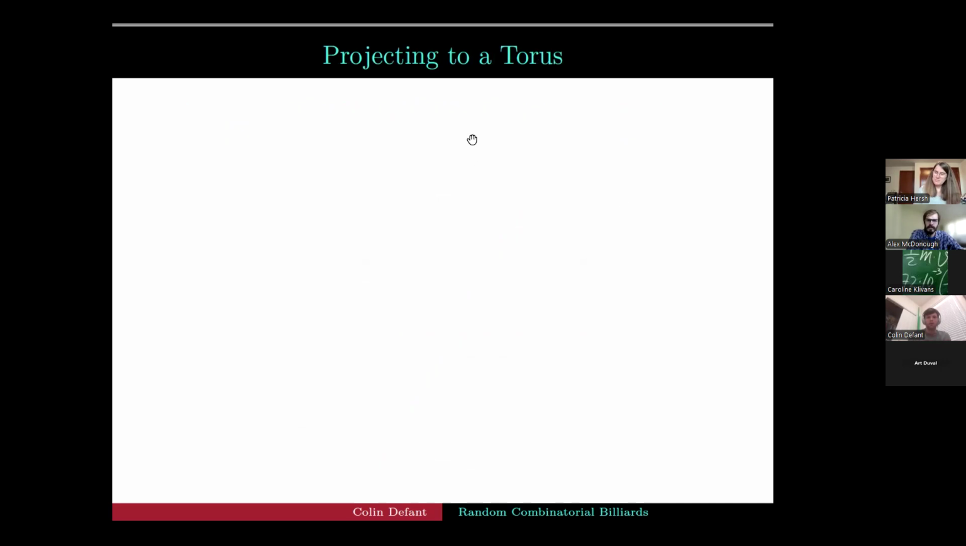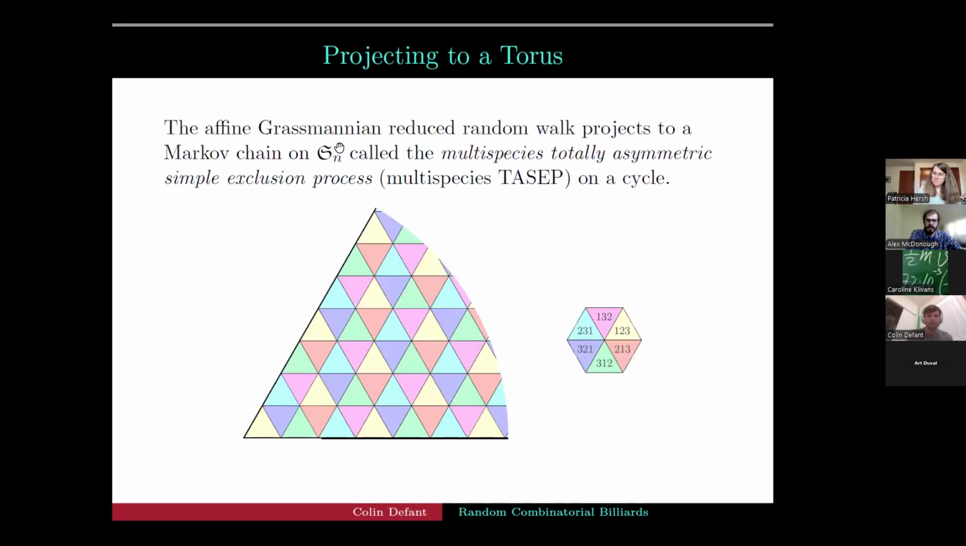Okay, so what Lam realized is that you can project from the affine Grassmannian reduced random walk to a finite state Markov chain on the symmetric group called the multi-species totally asymmetric simple exclusion process, or multi-species TASEP, on a cycle. So this is some process that people have studied for a long time. And let me explain how this works for n equals 3 with this picture.